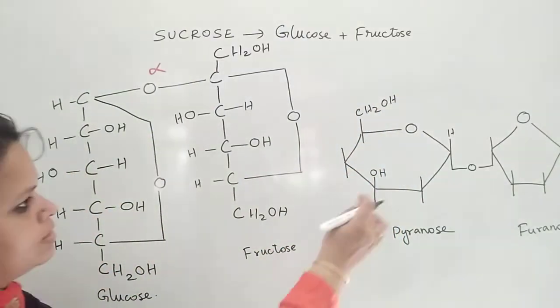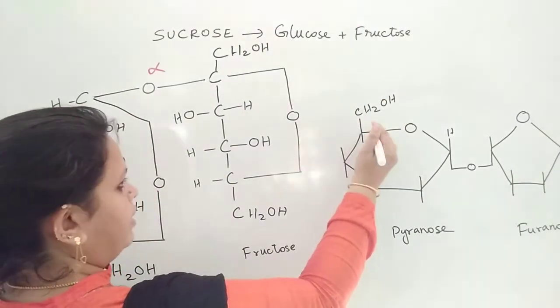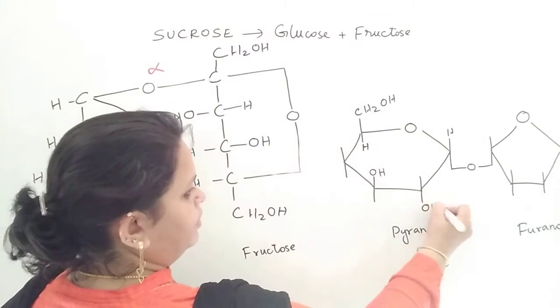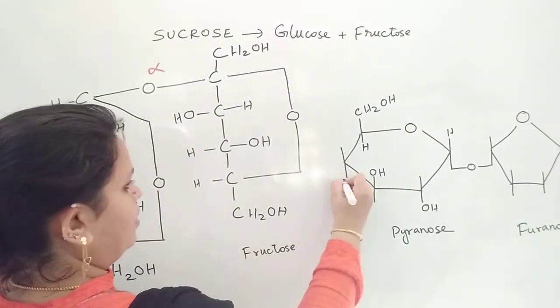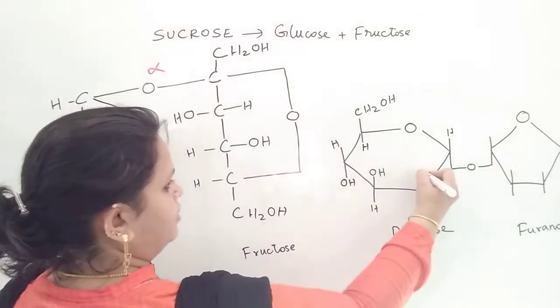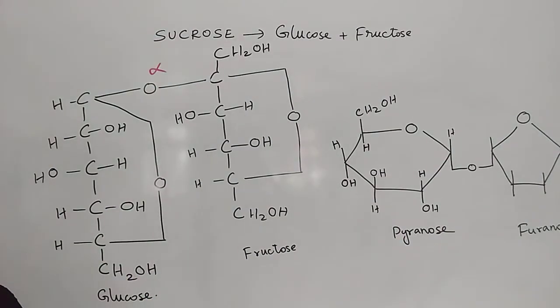And this is 1, 2, 3, 4 and 5. And this is hydrogen. And here will be OH. And here will be OH. So this is H, H and this is H. So this represents the pyranose ring structure, or that of the glucopyranose. Okay, glucose ring structure.